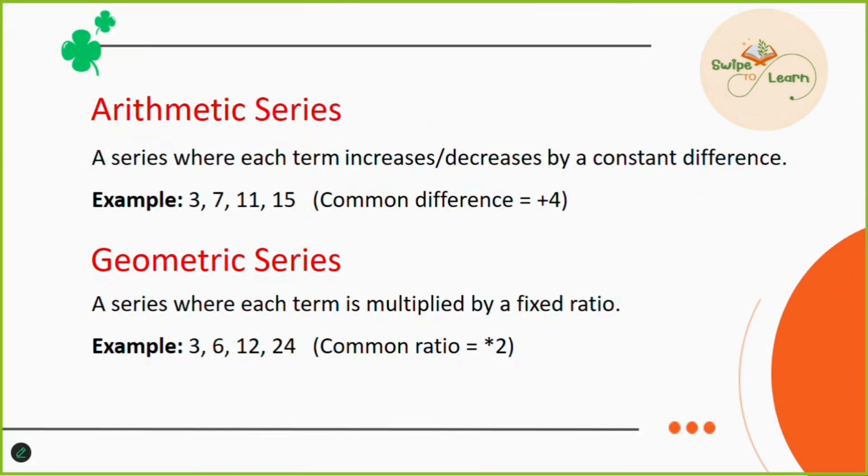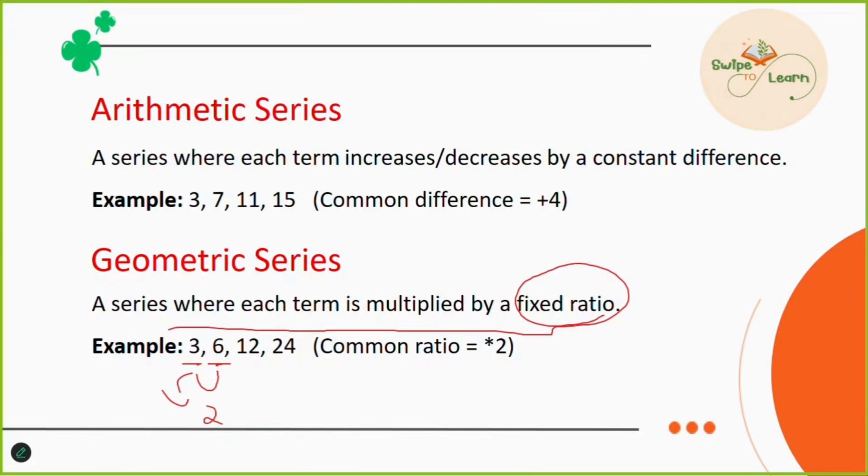Now coming to the geometric series, a series where each term is multiplied by a fixed ratio. So here each term is multiplied by a fixed number. Suppose we have 3 and 6. If we multiply 3 by which number will we get 6? Of course 2, right? Because 3 twos are 6. So the ratio here is 2.